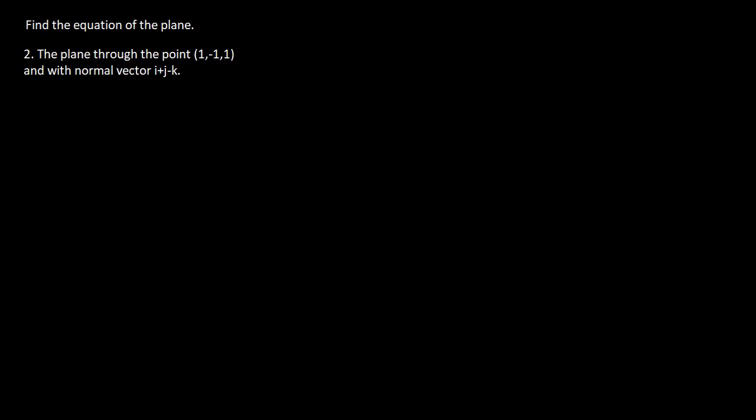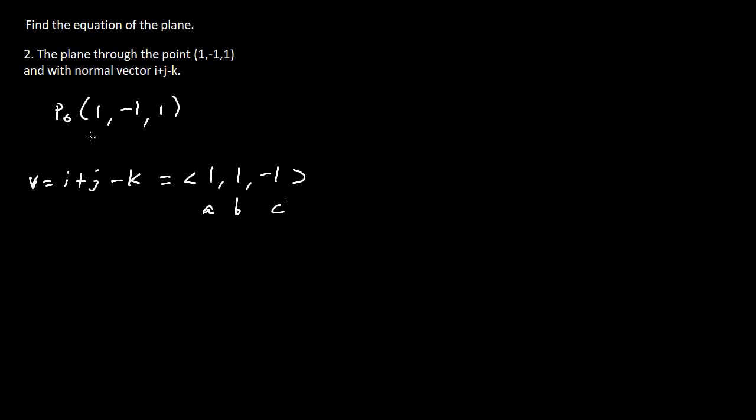So for number 2, let's find the equation of the plane that goes through the point 1, negative 1, 1. So our P0, the point the plane intersects, is going to be 1, negative 1, and 1. And then it has a normal vector of i plus j minus k. So if we write the normal vector i plus j minus k, let's say v, the normal vector is going to be that. Now if we write that in standard component form, we can also write it as 1, 1, negative 1. So that's going to be our a, b, and c values. And then we're going to have our x naught, y naught, and z naught coordinates.